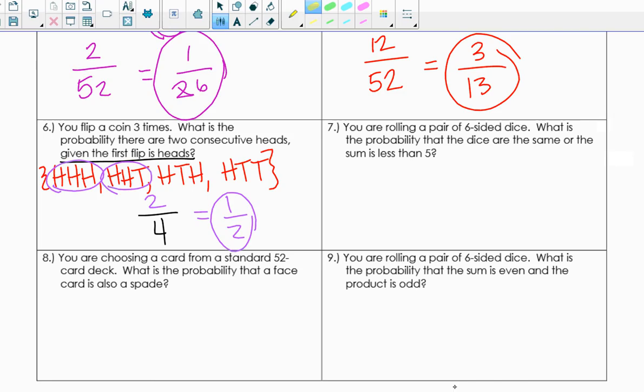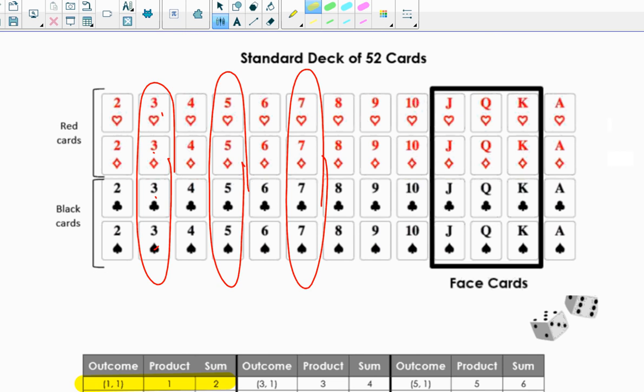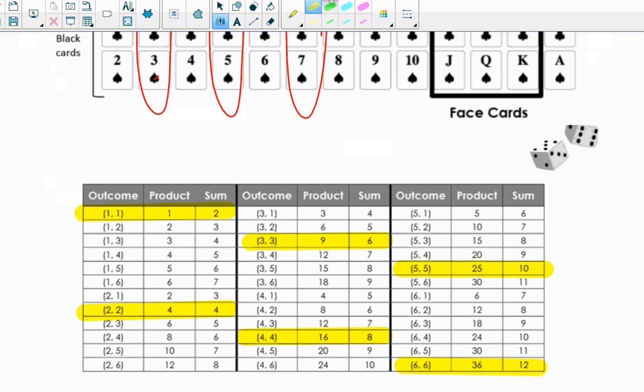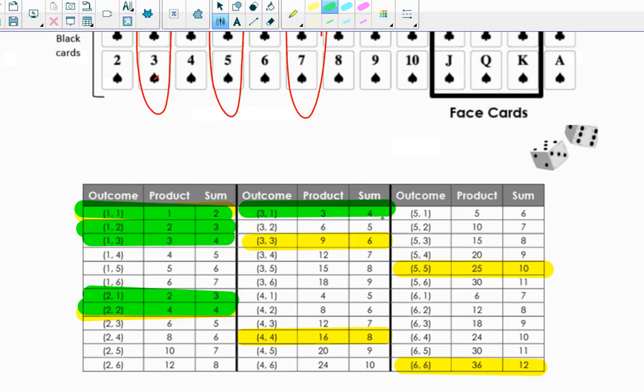Let's try this. Why are you not working with me? Okay. So the sum being less than 5. So that's this one, this one, this one. I just got to go through and highlight them. Less than 5. So we're not counting 5.